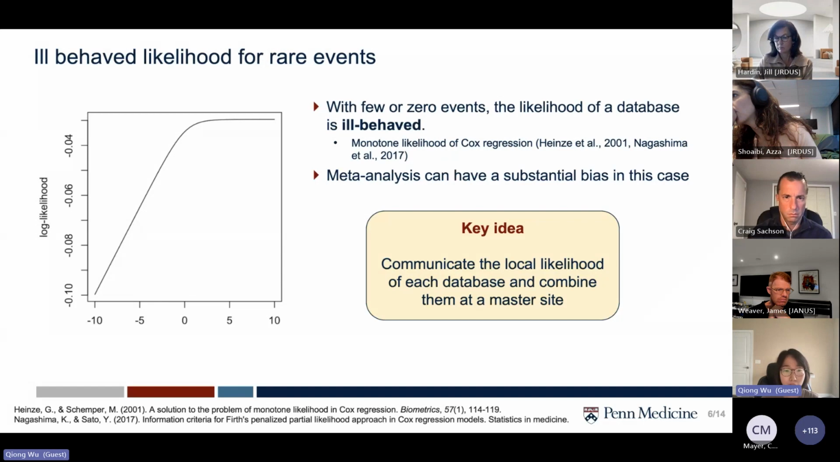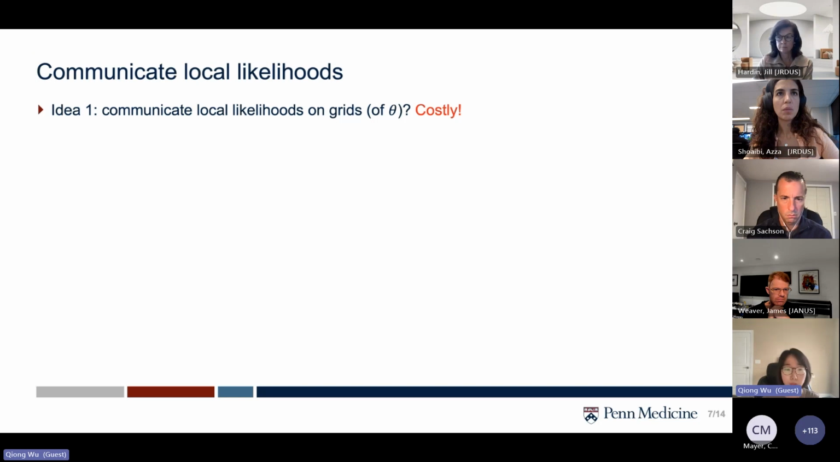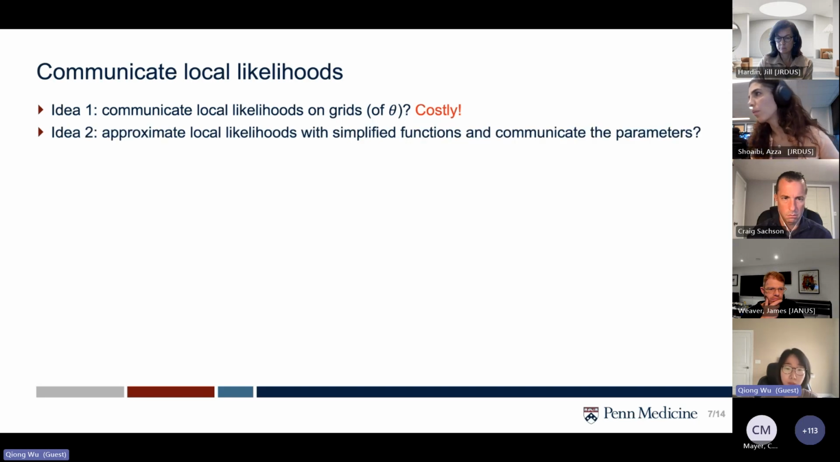The key idea of this federated learning algorithm is that we approximate and communicate the local likelihood function of each database, and then we can combine these into a global likelihood function at a master site and conduct further analysis. One idea is, what if we just communicate the local likelihood functions on grids? But it can be costly because we need to ensure the grid is fine enough for accurate estimation. Another idea is, what if we use a simplified function to approximate these local likelihood functions, and maybe we can just communicate the parameters associated with these simplified functions.